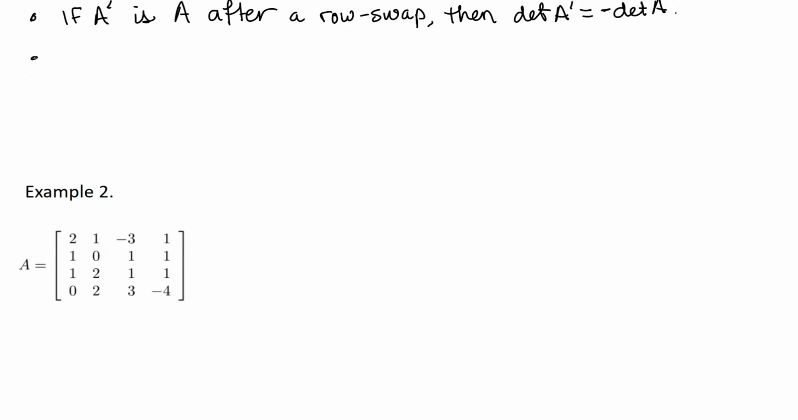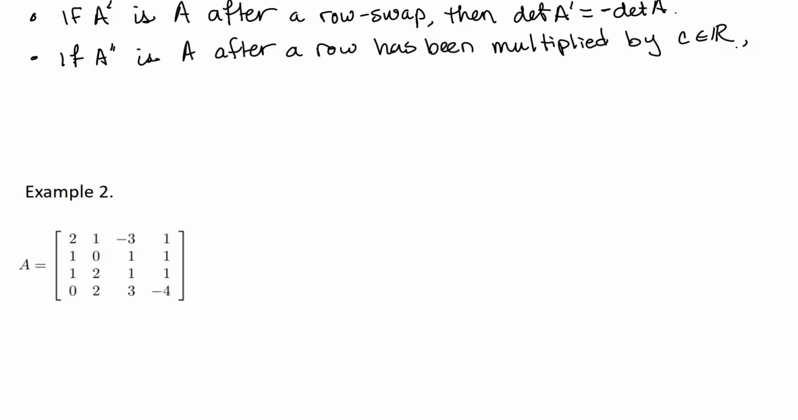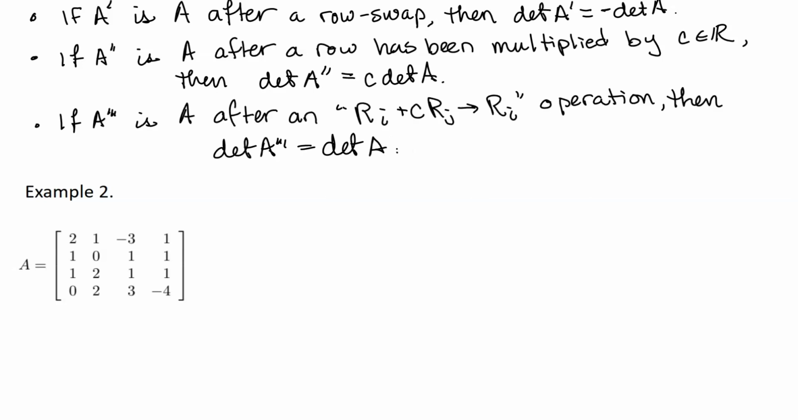Second, if we multiply a row by a constant to get a new matrix A double prime, what happens to the determinant? Well, it just scales according to the same constant. And finally, that third kind of row operation where we add a multiple of one row to another row, that doesn't change the determinant at all. So let's see how we can use that to our advantage in this example.